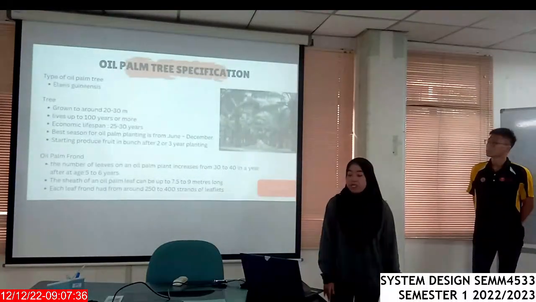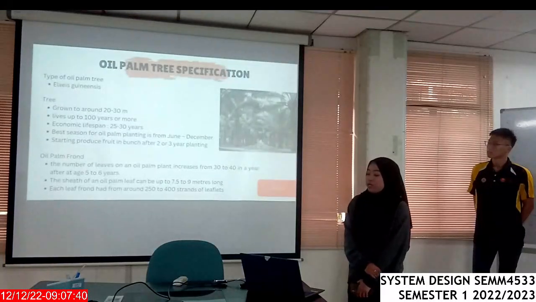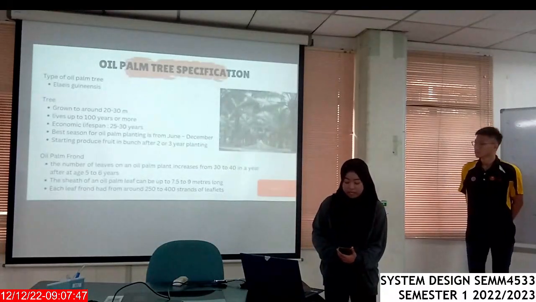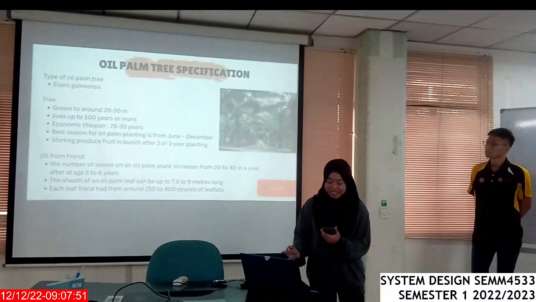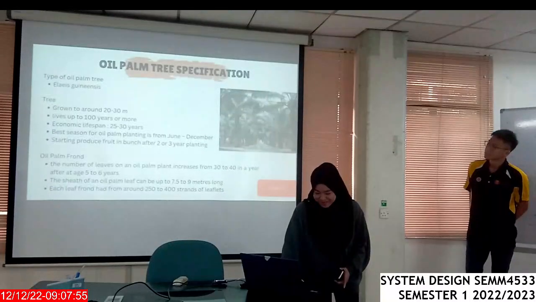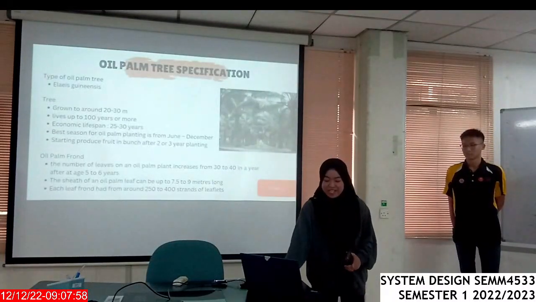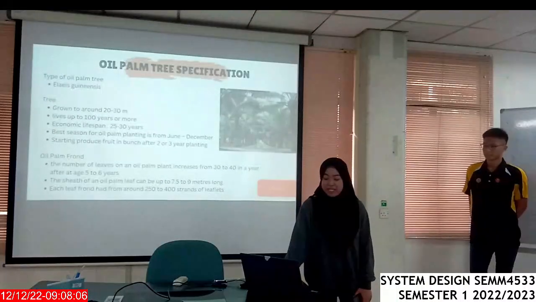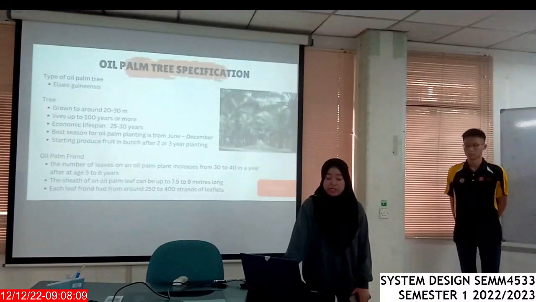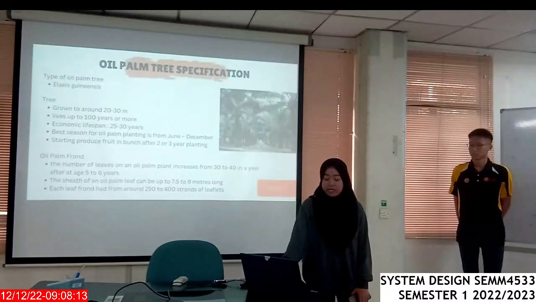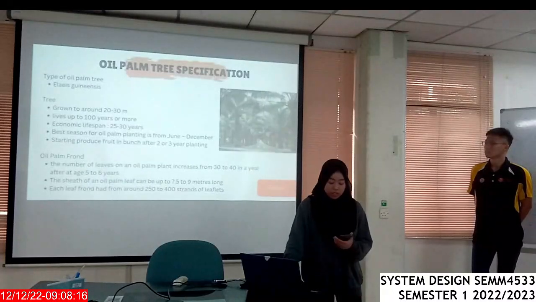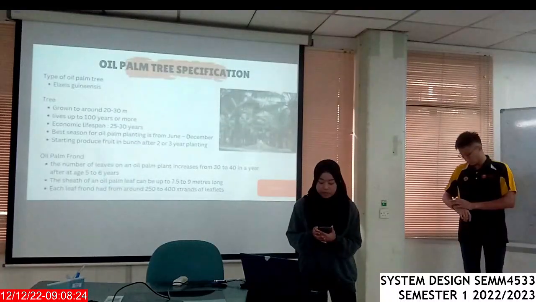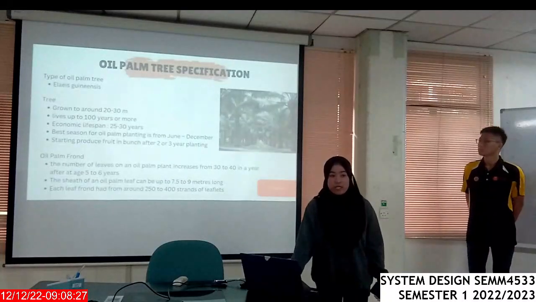First, the oil palm tree specification. The tree grows to around 20 to 30 meters. It may live up to 100 years or more, with an economic lifespan of 25 to 30 years, because according to MPOC, oil palm must be replaced with a fresh one every 25 to 30 years.